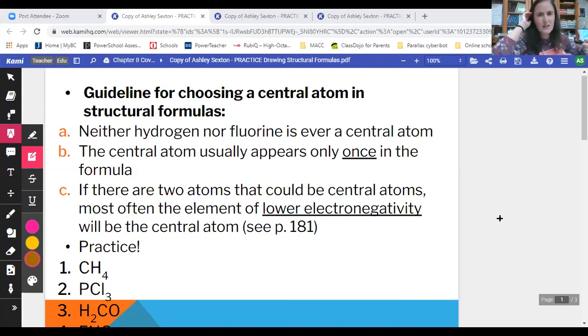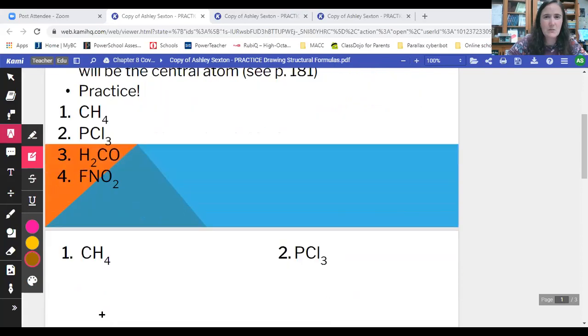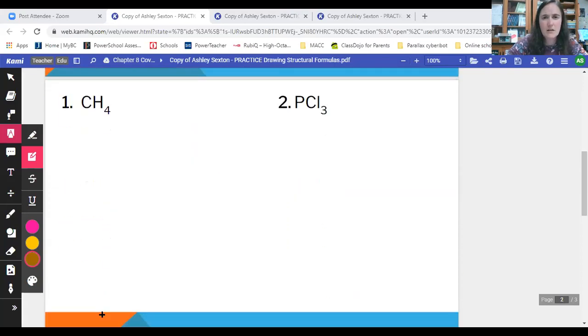Okay. So I have 4 practice ones, and I have it so we can draw them straight onto Cami. Typically, I would just have y'all stick these in your notes, but we're going to just do them straight here on Cami because it'll be a little easier. All right, are y'all both with me? Are we good to go? Yeah. Yeah.